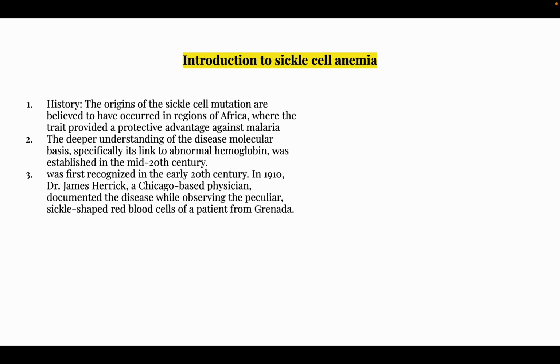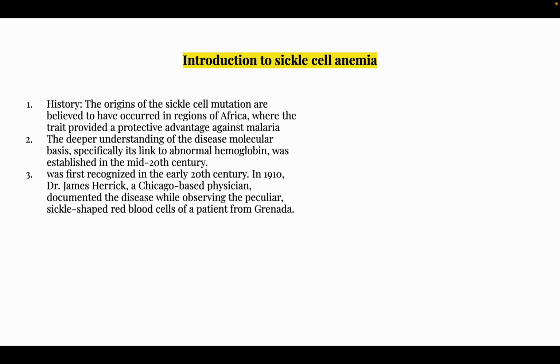Sickle cell anemia is a genetic blood disorder characterized by the production of abnormal hemoglobin, known as hemoglobin S. This abnormal hemoglobin causes red blood cells to become rigid and adopt a sickle or crescent shape. These misshapen cells are less efficient at carrying oxygen and can block blood flow, leading to various complications like pain episodes, organ damage, increased risk of infections, and anemia. The disorder is inherited in an autosomal recessive pattern, meaning a person needs to inherit two copies of the sickle cell gene, one from each parent, to develop the disease.